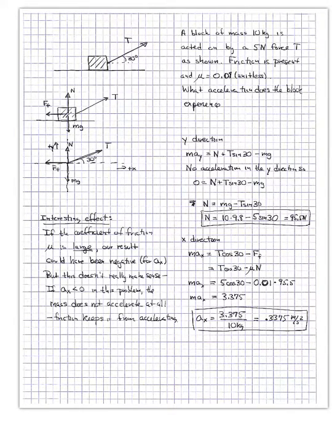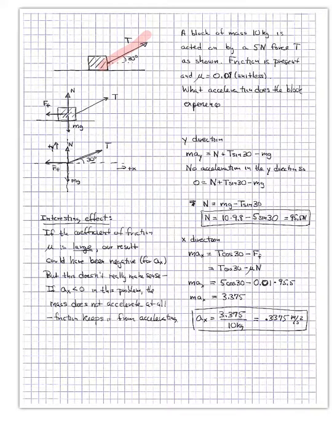Let's do a more interesting problem. So here we have a block that's on a surface again, but there is friction. And there's a tension of 5 newtons pulling on this 5 kilogram block, but the tension is now at an angle, right? It's got a 30-degree angle. And I want to know what the acceleration is.